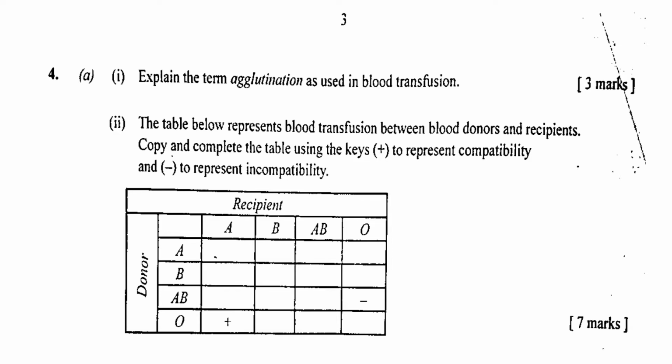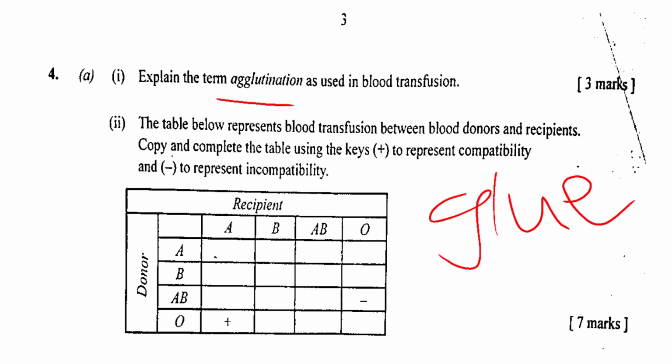Going back to our question 4A, Roman number 1 reads, explain the term agglutination as used in blood transfusion. As we can look at the term agglutination, agglutination has a word in it, glu. If you put E behind it, you have glue. Agglutination simply means blood cells coming together, or the aggregation of blood cells.